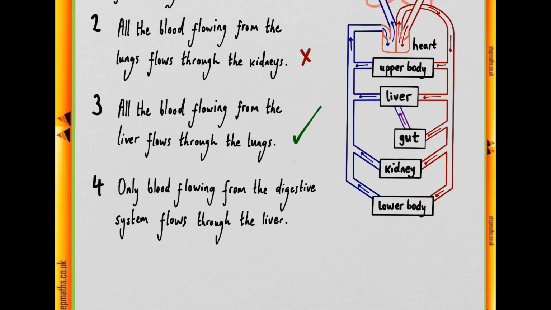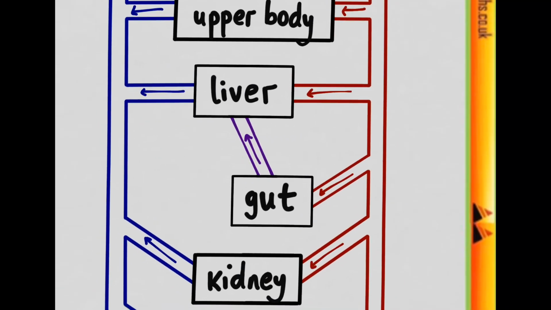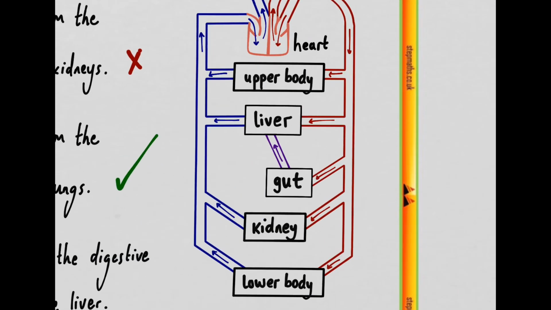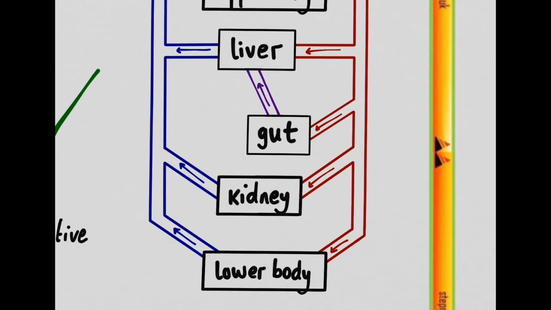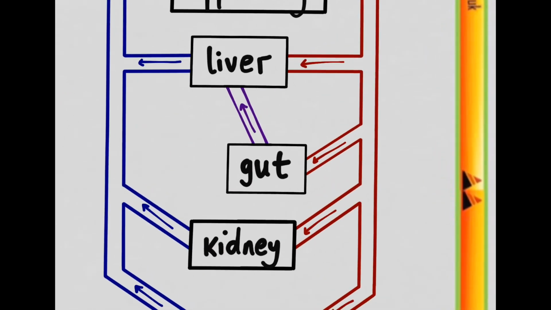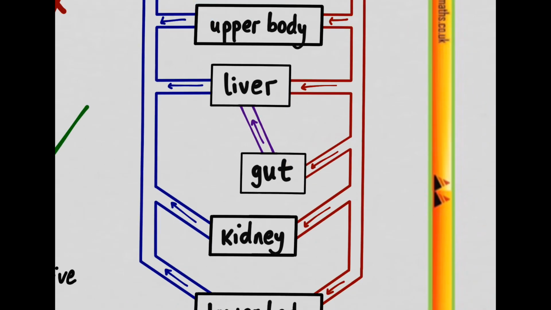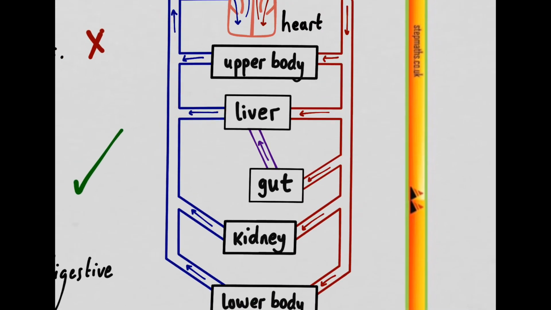And finally we have 4, which says that only blood flowing from the digestive system flows through the liver. Now it should be worth pointing out at this point that the gut has a slightly different system to all of the other organs that we have here. So rather than the kidney where arterial blood flows in and then venous blood flows out, in the gut we have arterial blood flowing in and then a hepatic portal system leading into the liver, at which point venous blood can return into the vena cava.